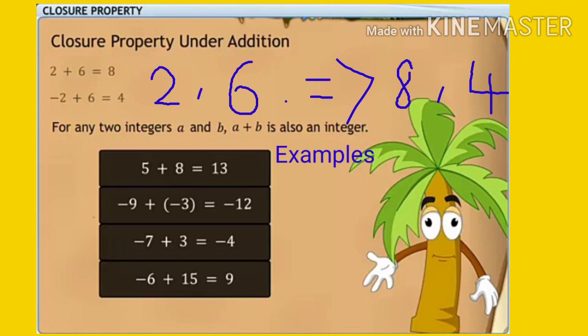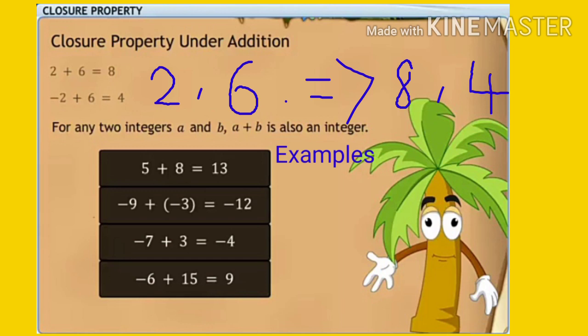Here, 2 and 6 are integers. Then the sum of 2 and 6 is 8, which is also an integer. Similarly, minus 2 and 6 are integers. The sum of minus 2 and 6 is equal to 4, which is also an integer. Since addition of integers is an integer, we say that integers are closed under addition.